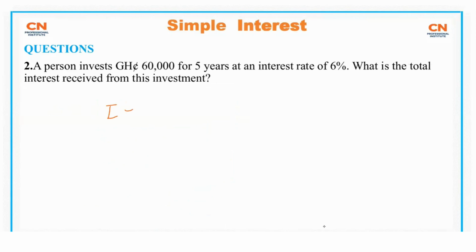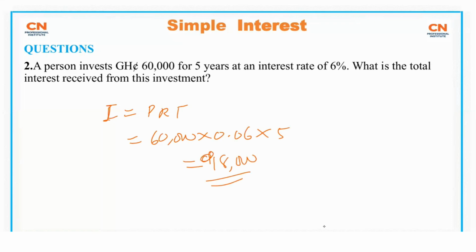The interest is the same, principal times rate times time, which is equal to 60,000. That's the amount we invested. Rate is 6%, and again, because I'm not using the other formula, divided by 100, I'll just write 0.06. That's 6%. Years is 5 years. So I have 60,000 times 0.06 times 5. So I'm getting 18,000. So this is the total interest received.